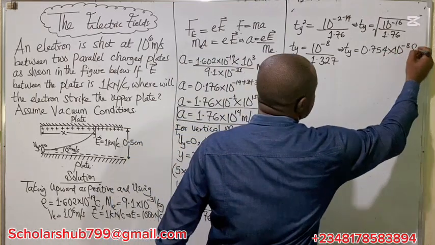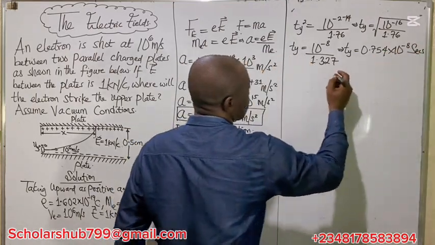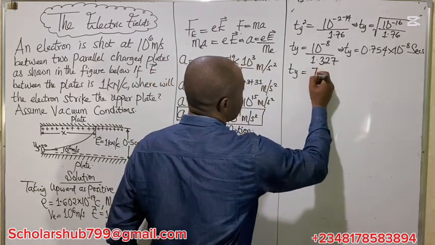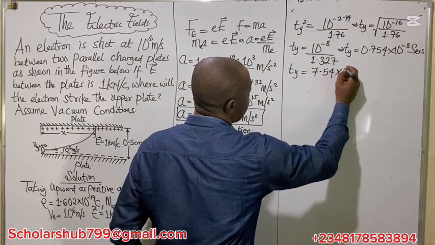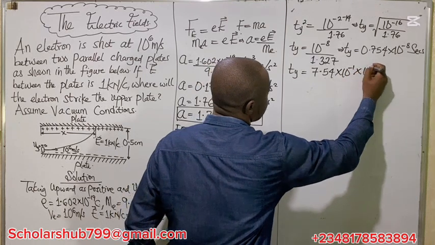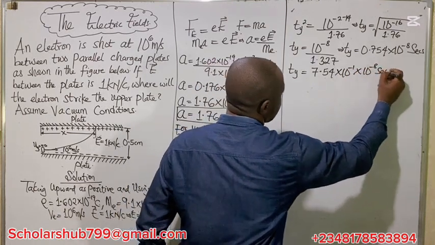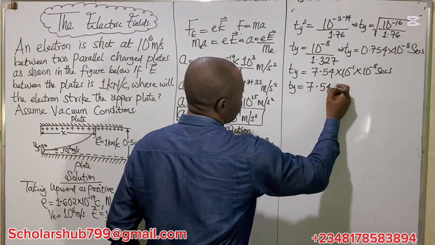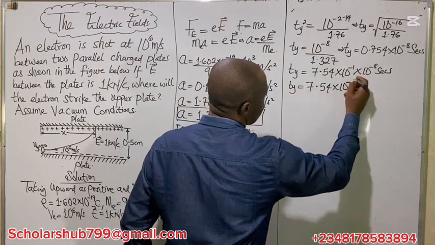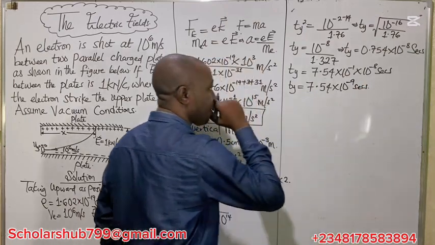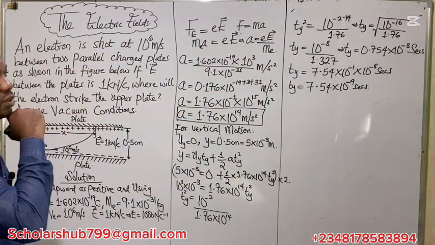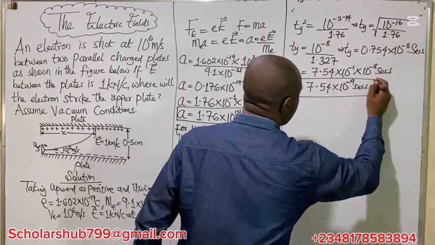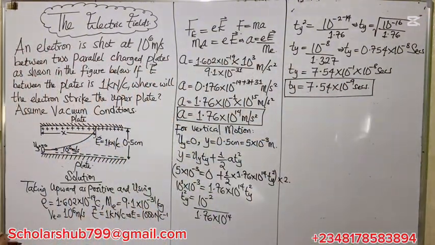So this is the unit of this is what? Seconds. So ty will be equal to, let's move the decimal point. This will be 7.54 times 10 raised to the power of negative 1 times 10 raised to the power of minus 8. Now seconds. So ty will be equal to 7.54 times 10 raised to the power of negative 9 seconds. All right, so that'll be negative 9 seconds. So this is the time taken for the electron to strike the upper plate.